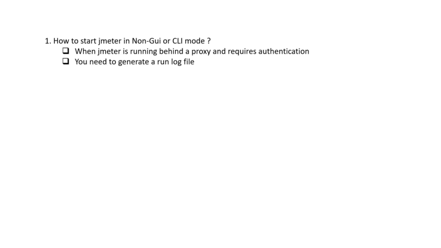Okay, so if you're able to answer this, the next step is if you're in a situation where JMeter is running behind a proxy and requires authentication, then how will you do it? So you need to club your other options of starting JMeter in a non-GUI way with this. Okay, so try answering this as well. And then what if you also need to generate a run log file?